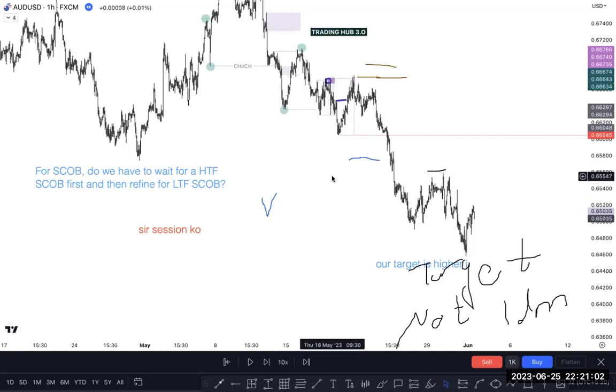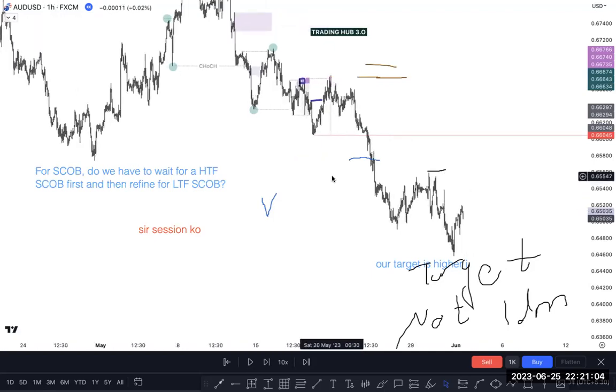Our target is higher time frame IDM. Not our higher time frame IDM as a target when sweep the main higher low. In that case, you can set your target as an inducement.